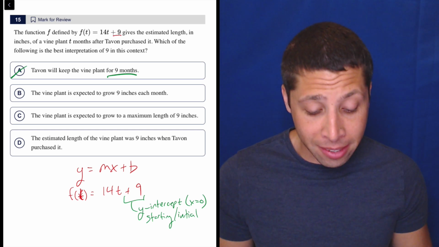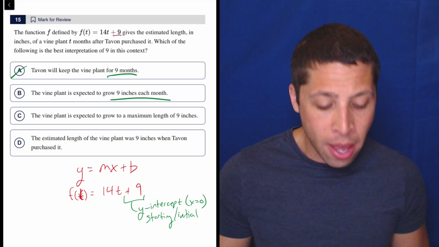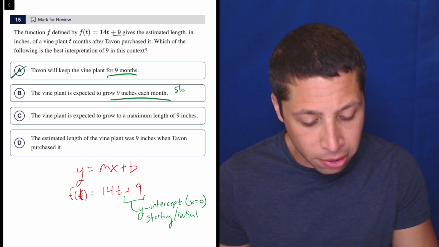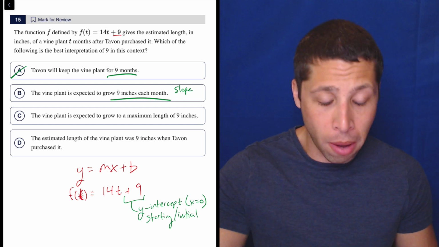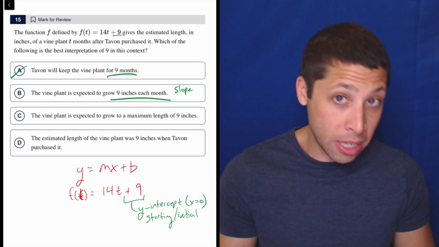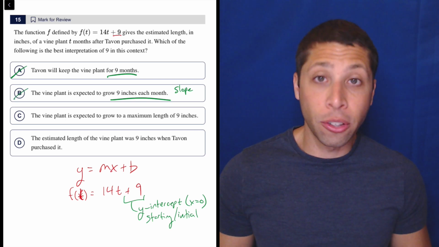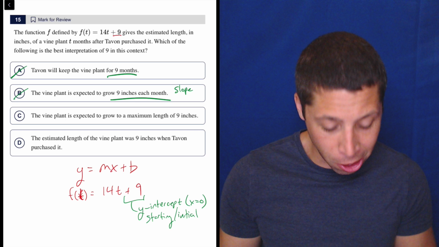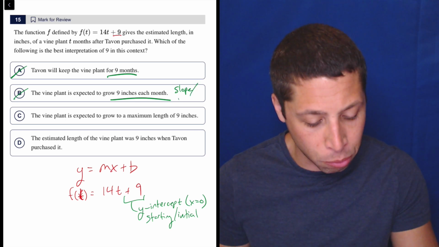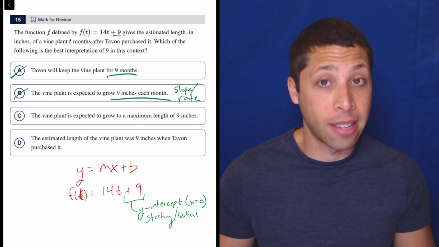B, the vine plant is expected to grow 9 inches each month. This is going to sound a lot like a slope, right? Because this is a constant rate, 9 inches per month, each month. So that would be more like the 14. So it's not the 9, but that also could come up on questions like this, where instead of asking for the y-intercept, they are asking for the slope. And yes, slope is going to sound like some sort of rate.